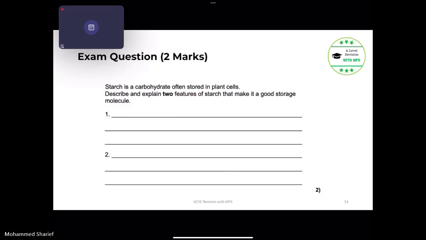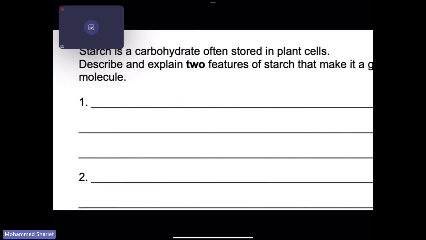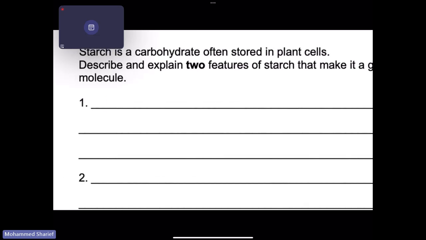Okay, moving on. Next question, we have starch is a carbohydrate often stored in plants. Describe and explain two features of starch that make it good for storage. Again, this is a retrieval question. And remember the red point that I highlighted on the slide. Whenever it asks about features that make it useful, the first point that you should always be writing down is insoluble, so it doesn't affect the water potential.